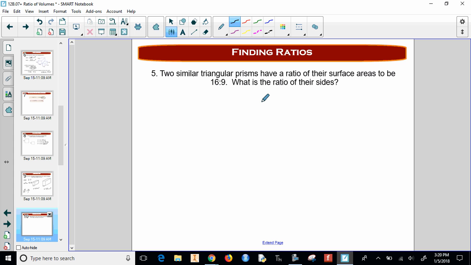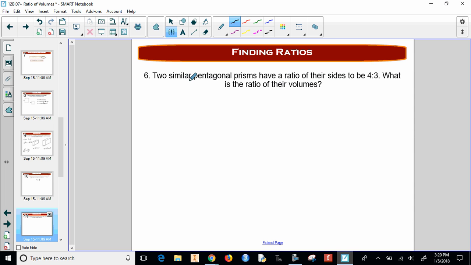All right. So if two similar triangular prisms have a ratio of their surface areas to be 16 to 9, what's the ratio of their sides? Well, to go from surface areas to sides, we square root those. So that would be 4 to 3. Two pentagonal prisms have a ratio of the sides 4 to 3. What's the ratio of their volumes? To go from sides to volumes, we cube it. So that's going to be 64 to 27.